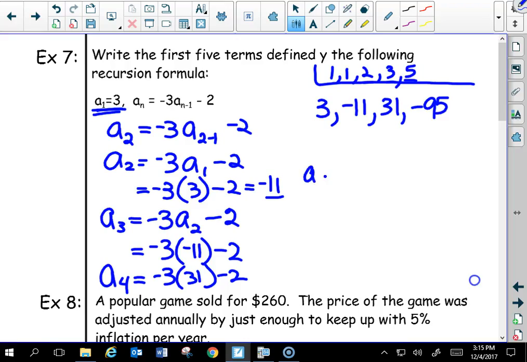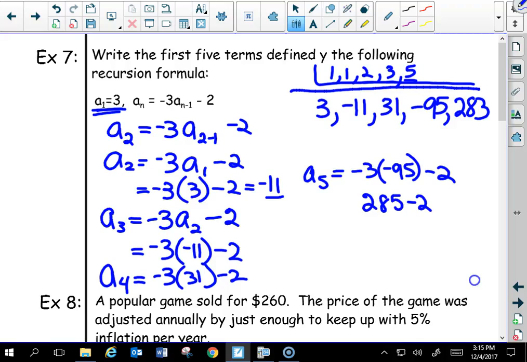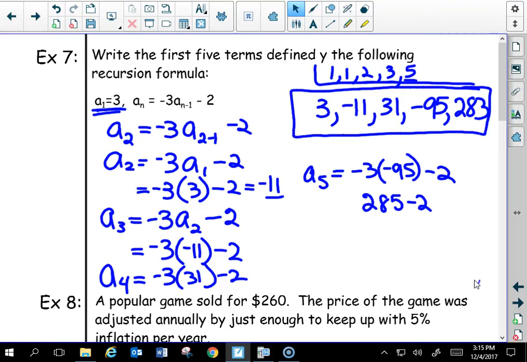And now a sub 5 is going to be negative 3 times negative 95, minus 2. 3 times 95 is 285, minus 2, which gives the last term of 283. So there's my first 5 terms of that recursive sequence. All right, that's enough for this video.